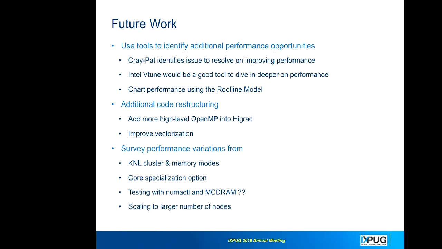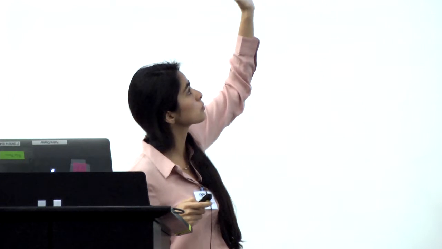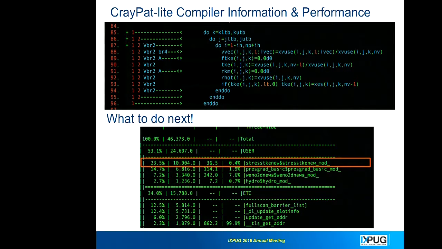With my future work, I used the CrayPat tool, CrayPat Lite. We had a KNL seminar a few weeks ago, and they were talking about CrayPat Lite, and it was really awesome because it showed you which parts of your code were vectorized and what parts were taking up most of the CPU time. So right now we know that stress TKNU is something that we really have to work on.